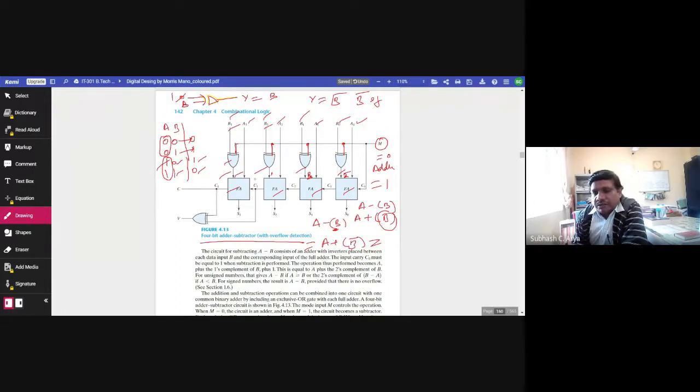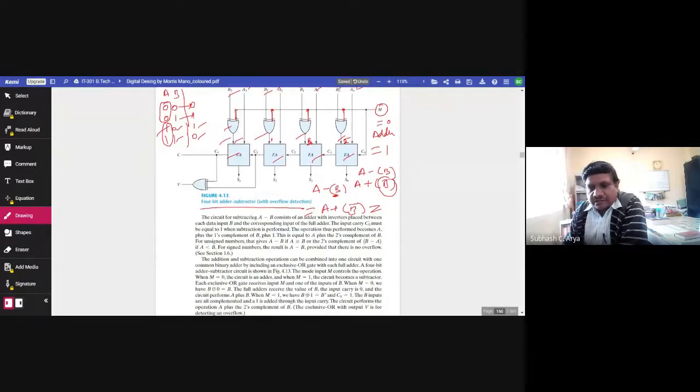And A plus B complement is nothing but the subtraction operation. So this is how we can design a subtractor circuit with the help of an adder. We have only added this exclusive OR gate, and the logic behind it is this: with the control of M, if M is equal to 0, the entire circuit will work as an adder. If M is equal to 1, the entire circuit will work as a subtractor.